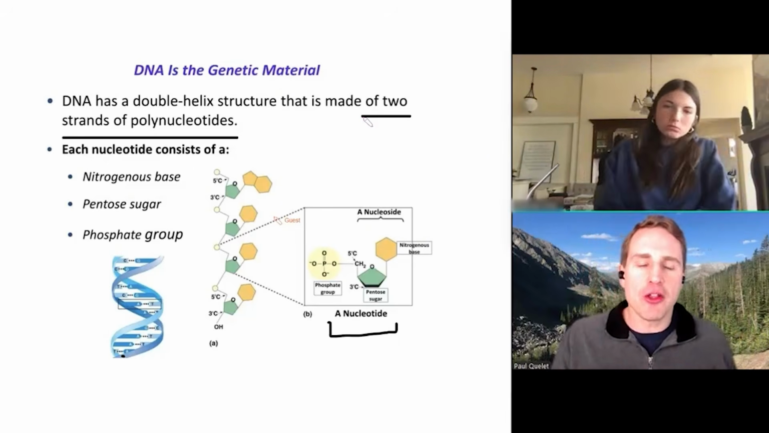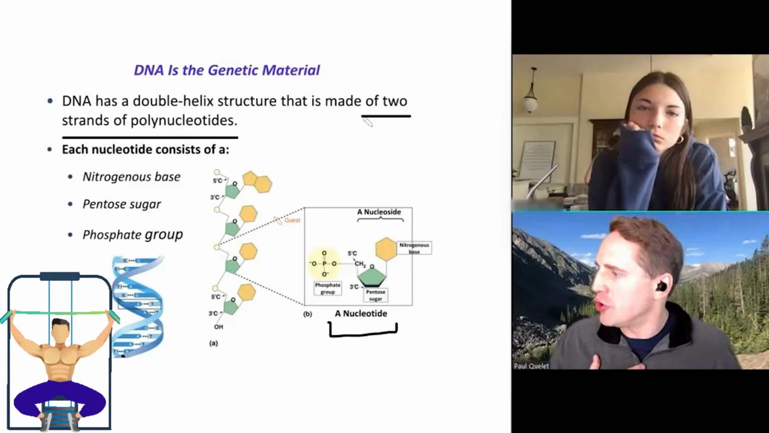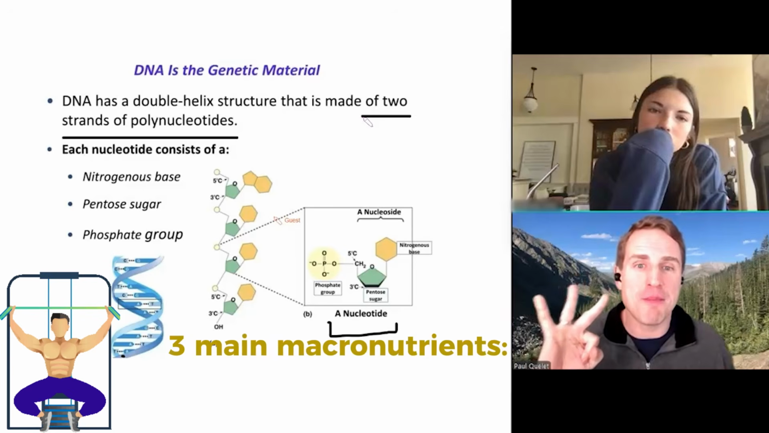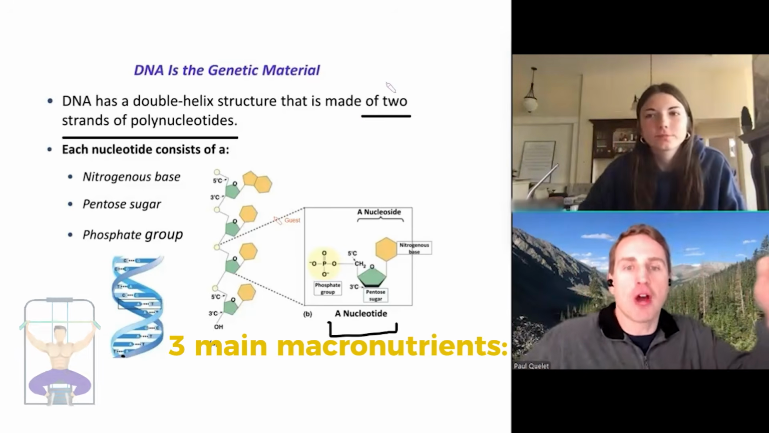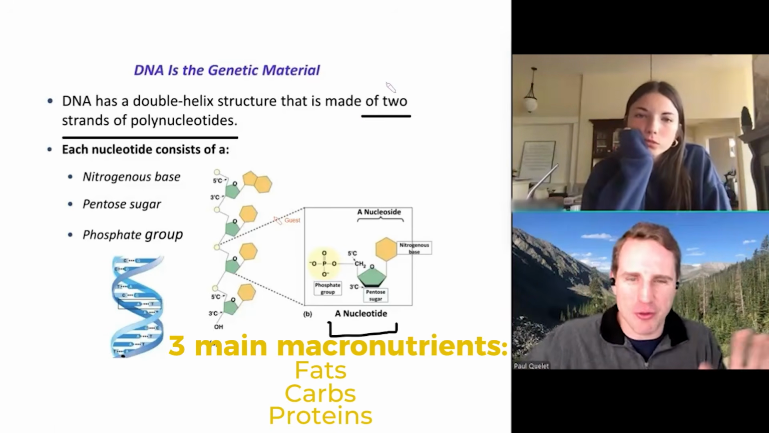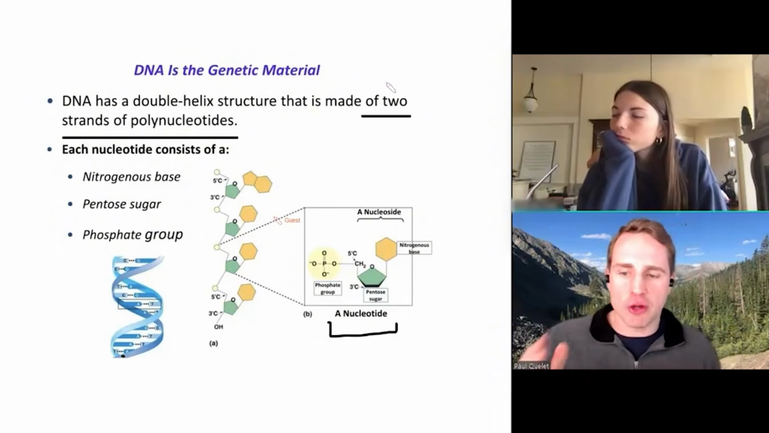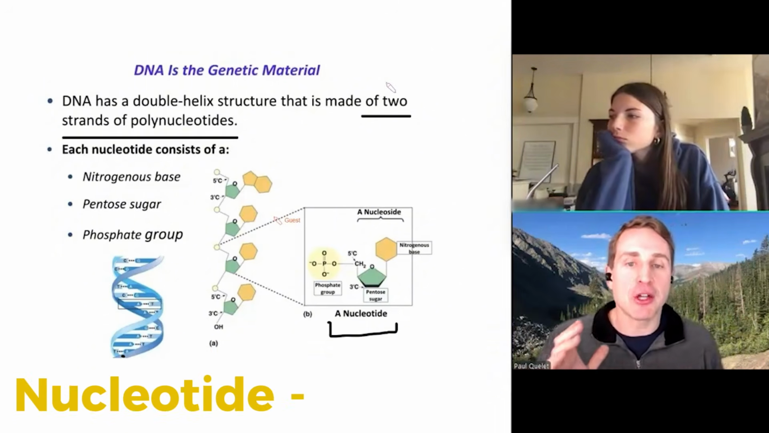So if you go to the gym and you want to get your body in good shape, you need to understand in terms of nutrition the three main macronutrients. Fats, carbs, and proteins, right? Every dietitian you ever work with always talks about those three, right? What I'm trying to say is that a nucleotide is most closely related to proteins.